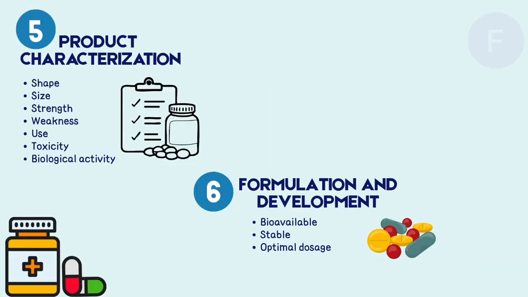The next stage is product characterization, where we define the optimized molecule's physical properties such as its shape, size, strength, and biological activity. This knowledge directly supports formulation and development. Here, we characterize the active ingredient to create a bioavailable, stable, and optimally dosed formulation. This ensures the drug can actually be delivered into the human body effectively.